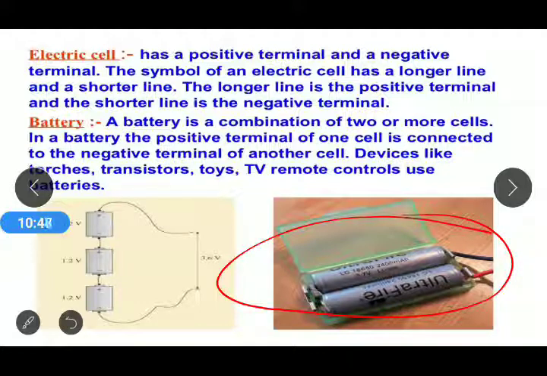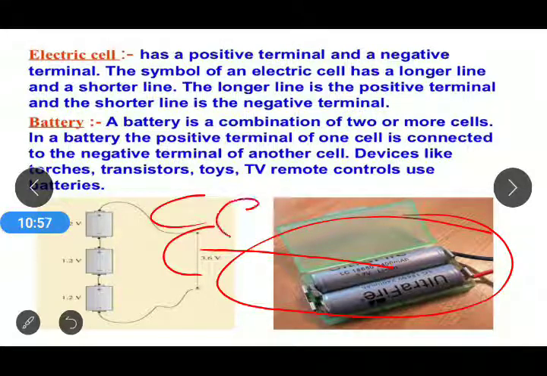That's why that type of combination is attached to each other, and that is called the cell holder. This is the picture which we have shown. This is called the cell holder. This is your cell holder. Cell holder means something which can easily hold the cells.